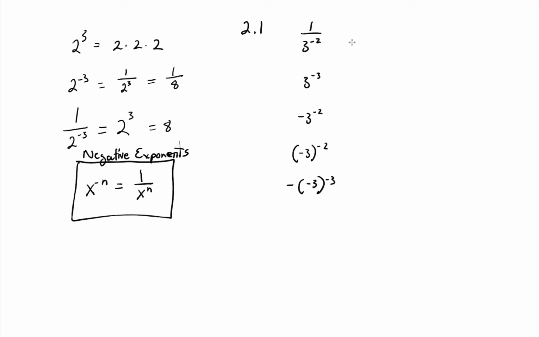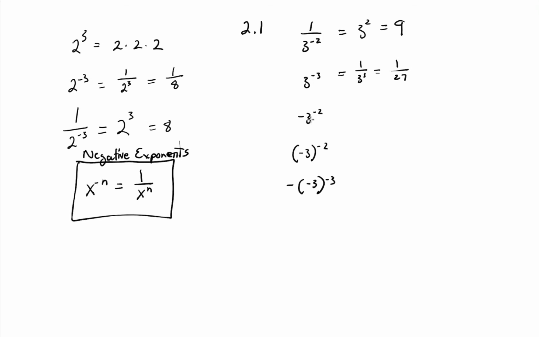All right, for this first one, it's pretty straightforward. We know we can just flip it back. So that equals 3 to the 2, which equals 9. Done. All right, this one is pretty straightforward too. We know we just need to flip it, so it's 1 and 3 to the 3, which means 1 over 27. Pretty straightforward.